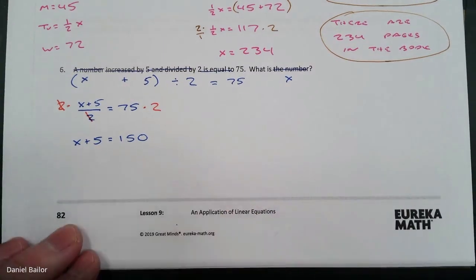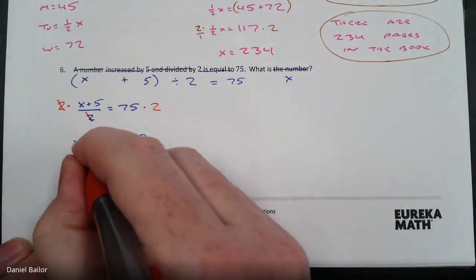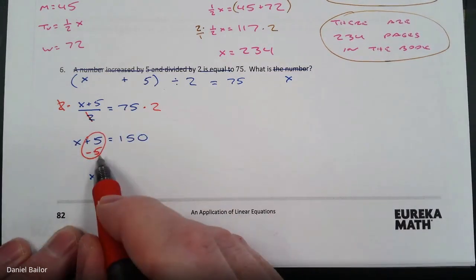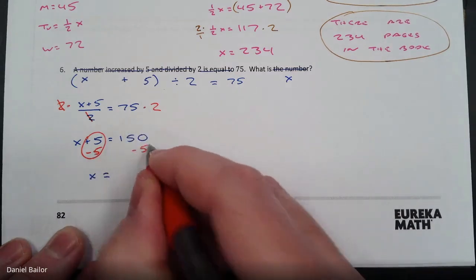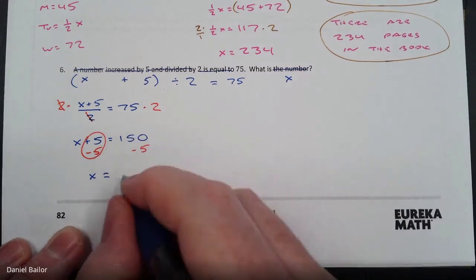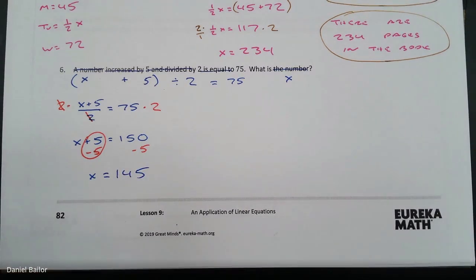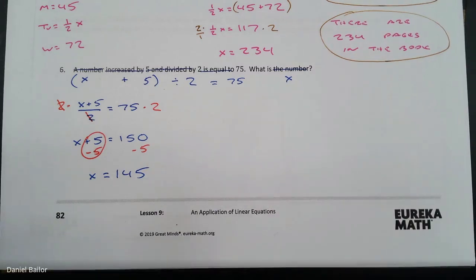Then I just want x by itself. So let's make the 5 go away. Plus 5 minus 5 makes it 0. But the subtraction property of equality tells me if I do minus 5 over here, I have to do minus 5 there. 150 minus 5 is 145. There we go. That's it. I was supposed to say what the number, the x, is. The number is 145.